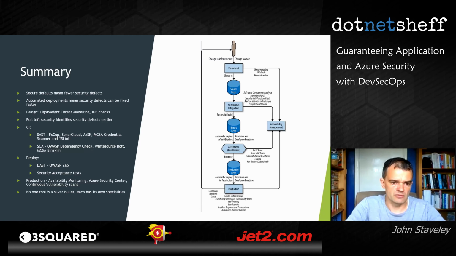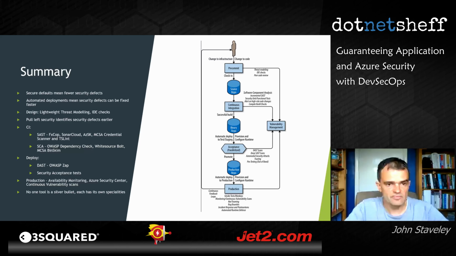When we're in production, we test for availability to make sure we know our site's up and it's not being hammered by someone. And we're getting feedback into our requirements from the Azure Security Center and the continuous vulnerability scans. As I said, no tool is a silver bullet. Each has its own specialties, and I've learned something at every stage of the process.